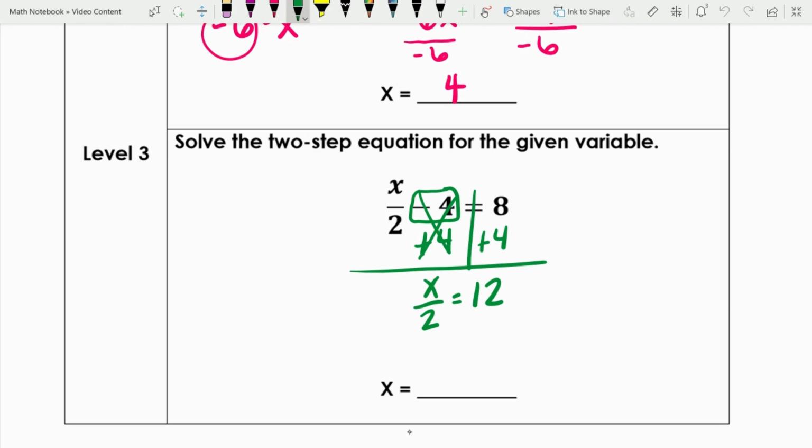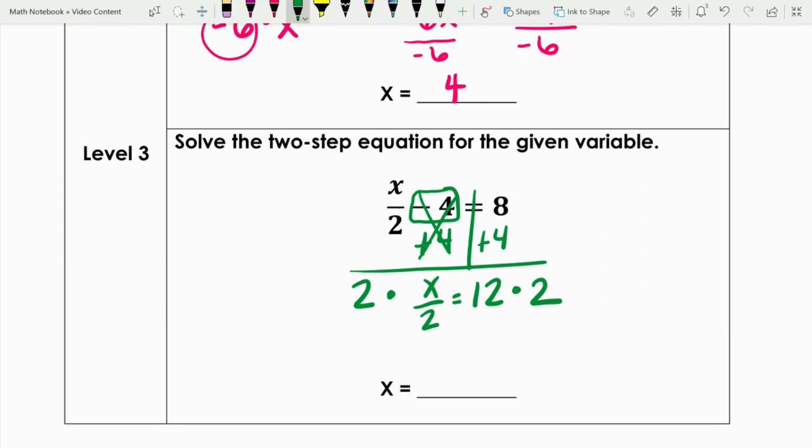So if it looks like a fraction, that means it's dividing. So I need to do the opposite of divide, which is to multiply. And I'm going to multiply each side by 2. Whatever you're dividing by is what you multiply by. Now, we've done this before.